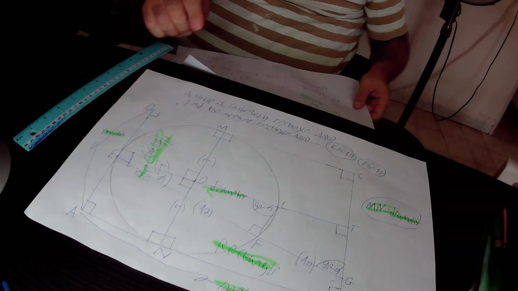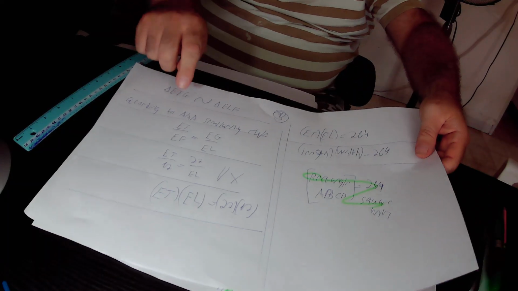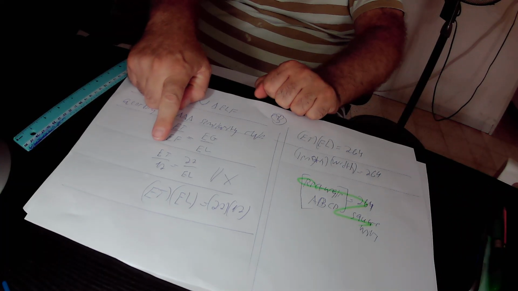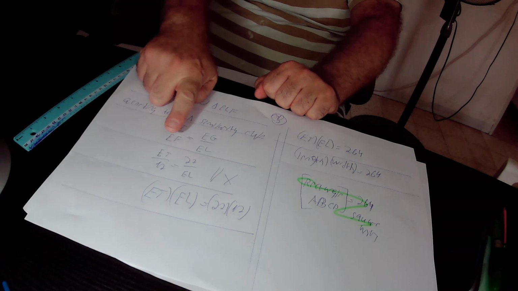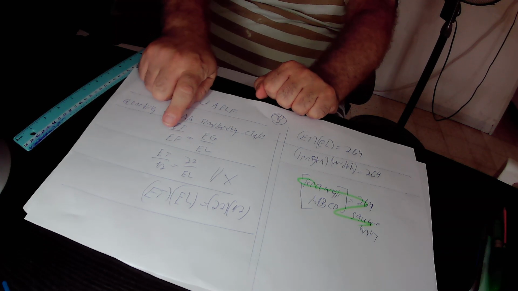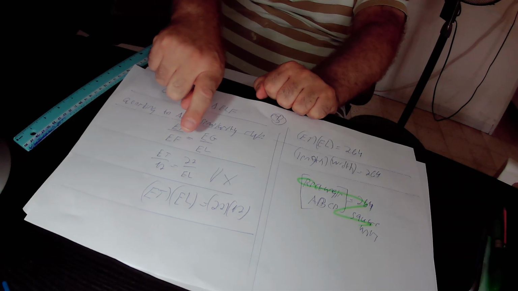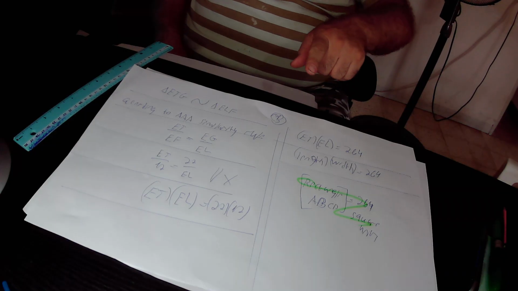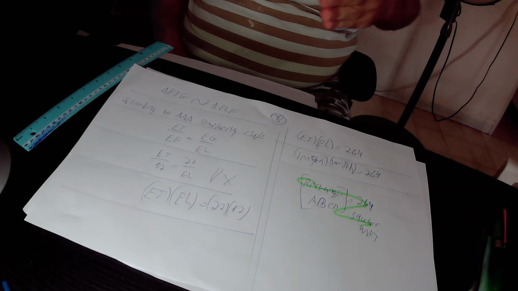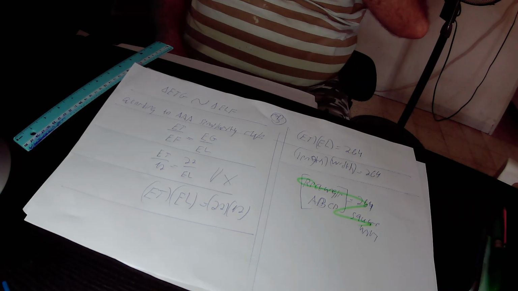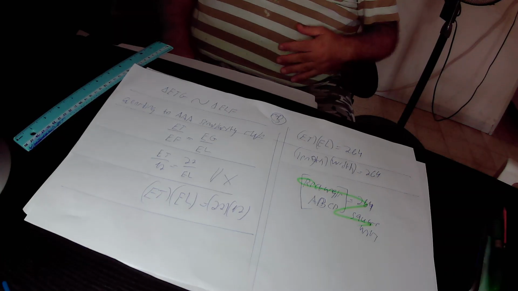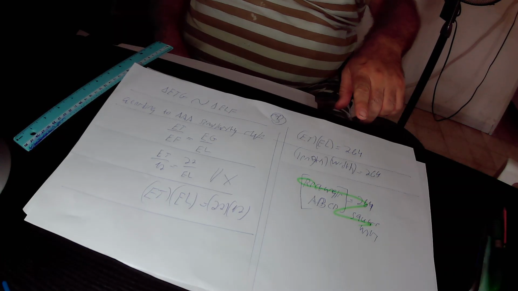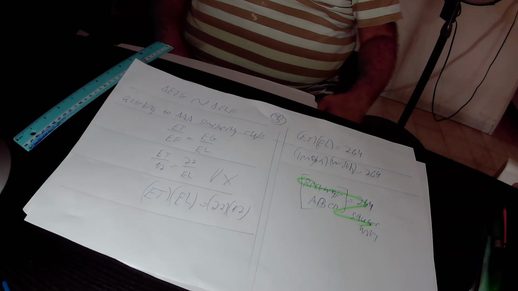So in total, we found out that ET over 12 equals 22 over EL. Here we cross multiply this equation, and finally find that ET times EL equals 22 times 12. 22 times 12 is 264. So in total, ET times EL equals 264.